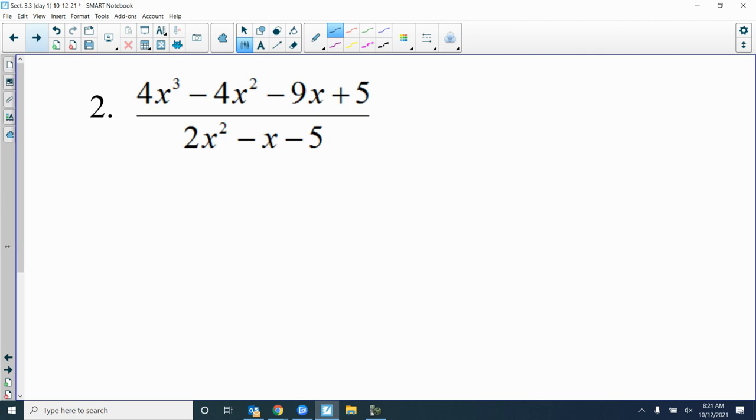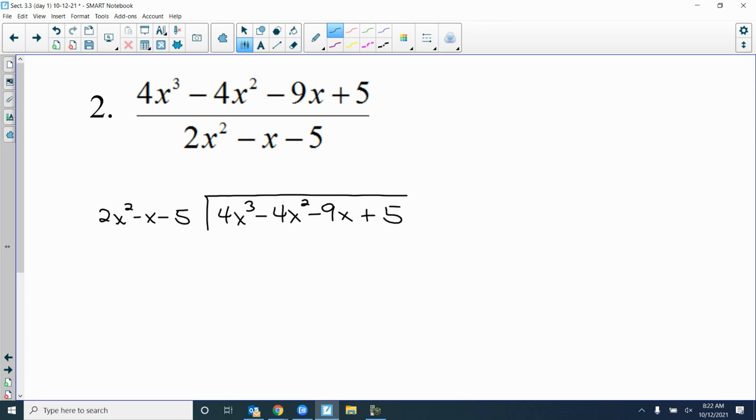All right, let's take a look at this one. 4x cubed minus 4x squared minus 9x plus 5 divided by 2x squared minus x minus 5. So now I'm going to write it out. 2x squared minus x minus 5 divided into 4x cubed minus 4x squared minus 9x plus 5.